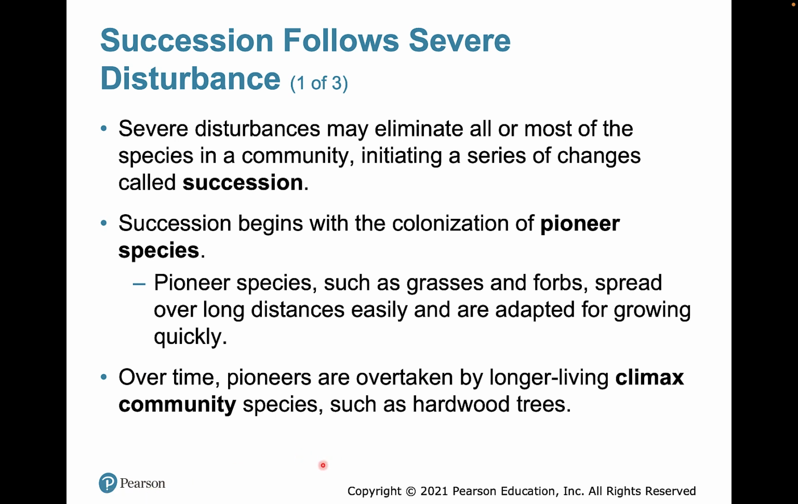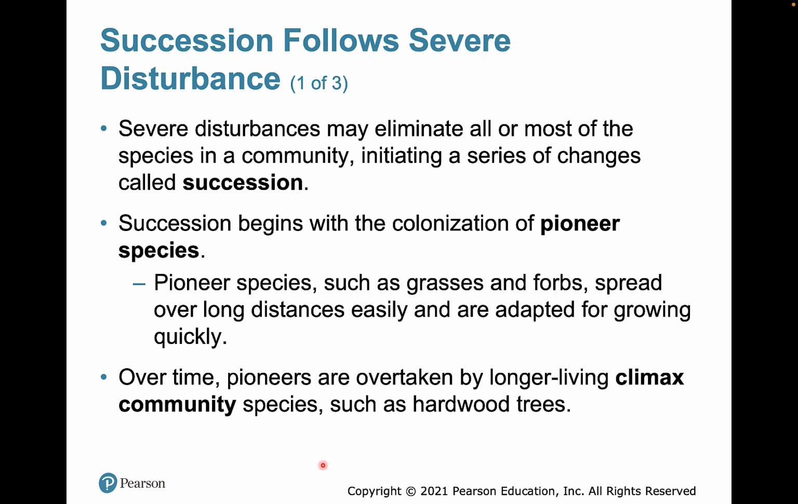After a disturbance comes through, depending on the severity, it can really change a community, or alter or eliminate most of the species in a community. When that happens, you get something called succession. All right? Succession is a change in the number of species over time, or the numbers and types of species over time. So succession starts with a pioneer species.